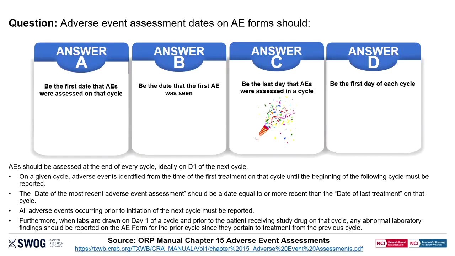Furthermore, when labs are drawn on day one of a cycle and prior to the patient receiving the study drug on that cycle, any abnormal laboratory findings should be reported on the AE form for the prior cycle since they pertain to treatment from the previous cycle. Now, if we get a couple days, we're not going to query you. We give you a little bit of luxury. However, they need to be at the end of the cycle. Again, ideal on day one of the next cycle, but they should be at the end.